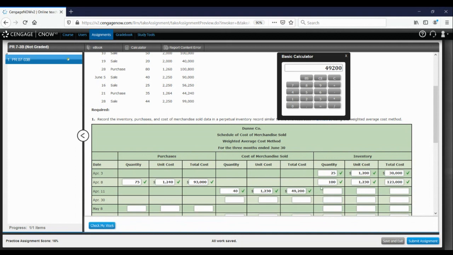What we have remaining of the 100 units after we've sold 40 of those are 60 units. We will still be using the unit cost of $1,230 because the only time that our unit cost is going to change is when we have a purchase of our merchandise inventory. In this transaction, we were just selling our merchandise inventory. So we're going to take the 60 units and we're going to multiply that by 1,230.